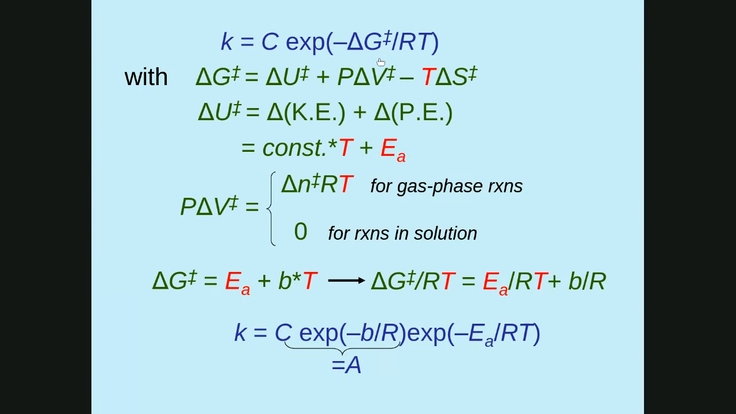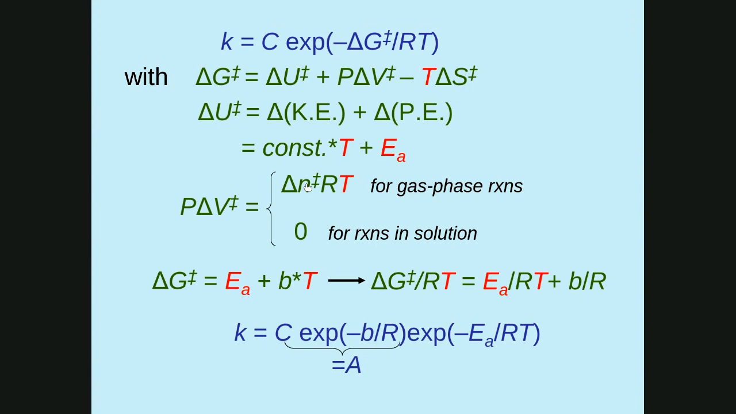The next term in delta G is P delta V. Well, P delta V is only significant if there is a change in volume occurring upon forming activated complexes. Now, that change in volume is negligible if it is a reaction in liquids, so solution reaction, so we ignore it. If it's a gas phase reaction, then you would have to consider the change in the number of molecules that occurs upon forming activated complex out of A and B.